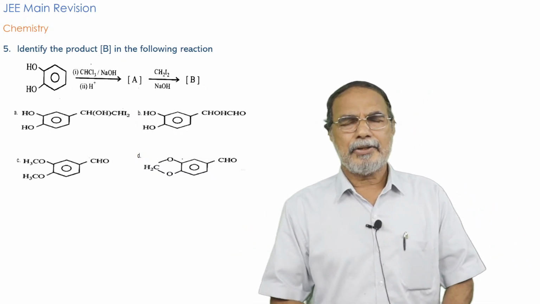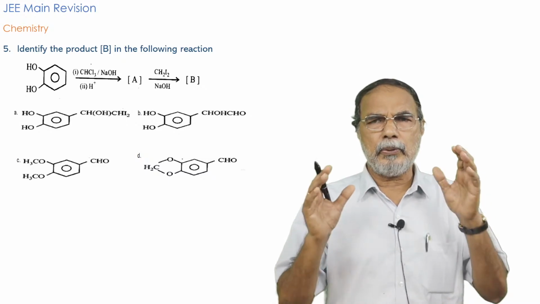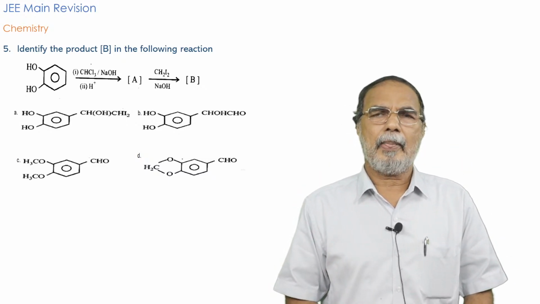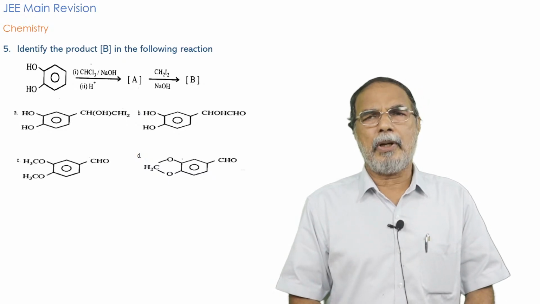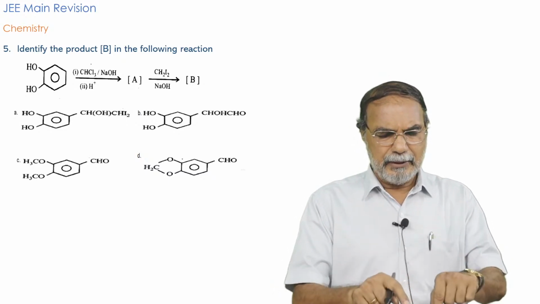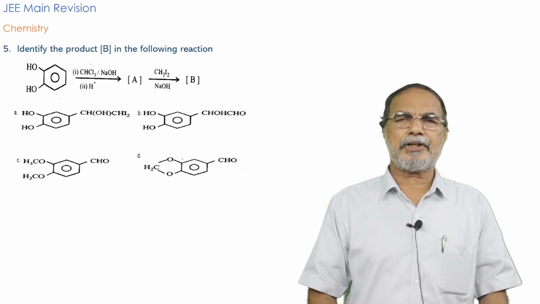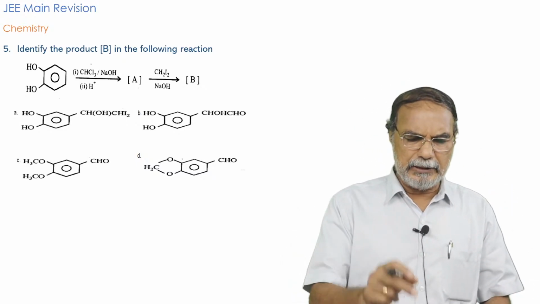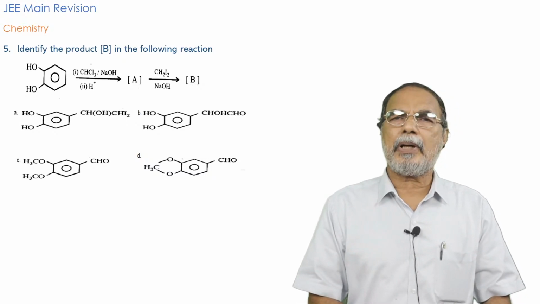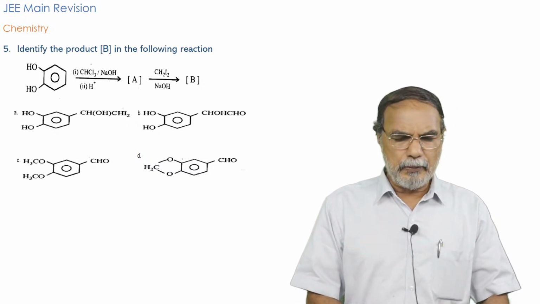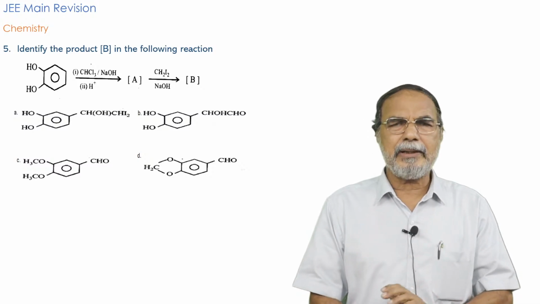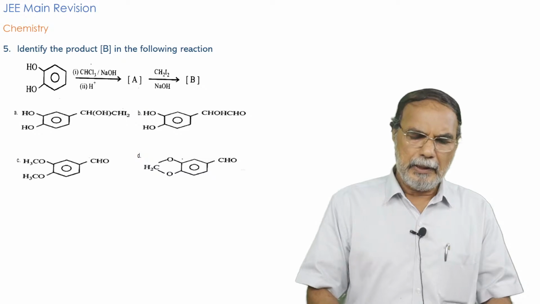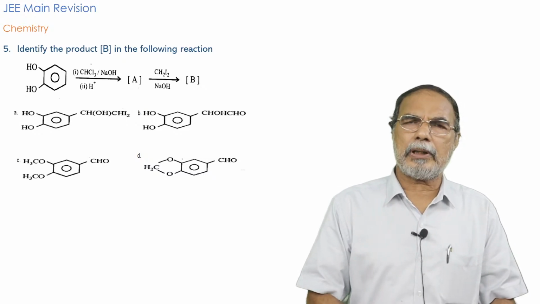So it is very important that you know the chemistry of the reactions that you have studied in the various chapters. By looking at the reagent in a particular reaction, you must be able to recall what this particular reaction is. For example, in this case it is chloroform and alkali, and the substrate is a phenolic compound. Only thing is that it's a dihydric phenol, and this dihydric phenol is what you call catechol.